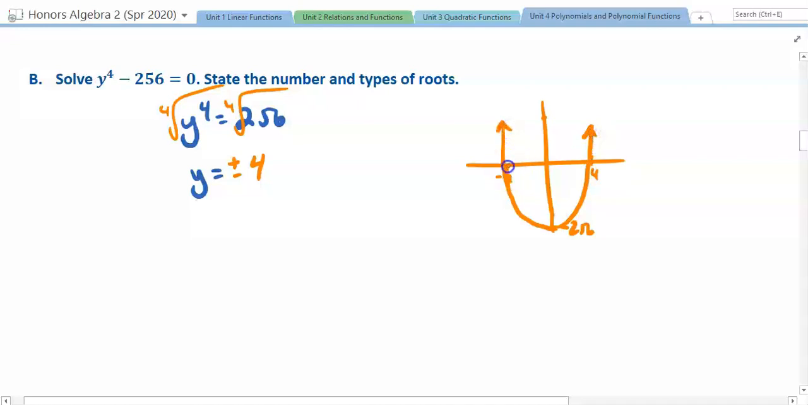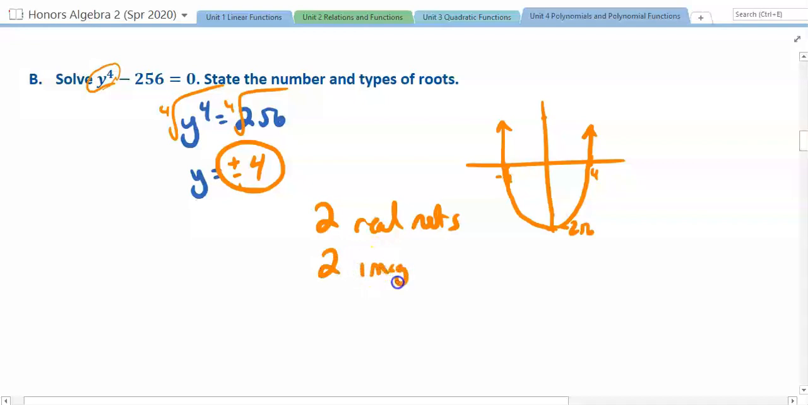Now, here's the thing, it just goes straight through these 2. So these 2 are real roots, right? So it has 2 real roots. But what we're going to see in a second is that a 4th degree polynomial has to have 4 roots. And so if this has 2 real roots, it means it also has 2 imaginary or complex roots.